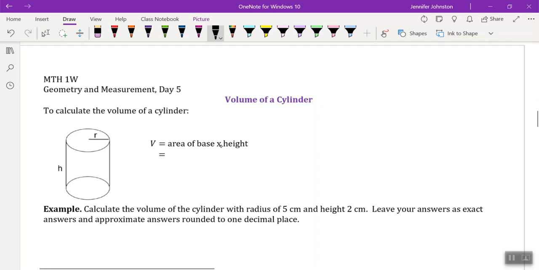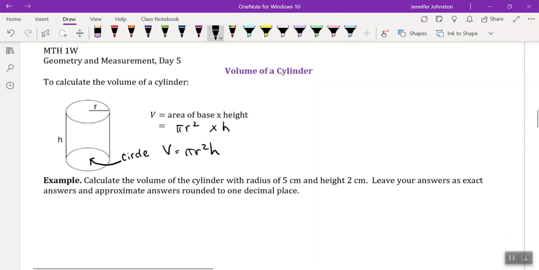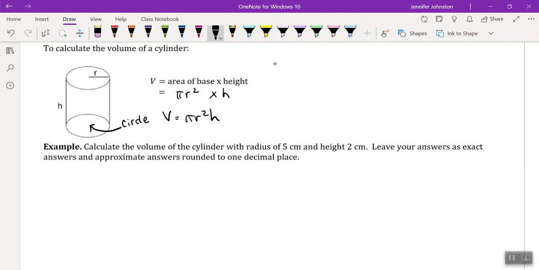Cylinder, volume of a cylinder, so the area of the base times the height gives us the volume of a cylinder. So a cylinder has a special bottom or base. It's a circle, so the area of a circle is pi r squared times the height. So it's going to look like pi r squared h. Calculate the volume of the cylinder with a radius of 5 and a height of 2. Leave your answers as exact. Talked about exact answers yesterday and approximate answers too.